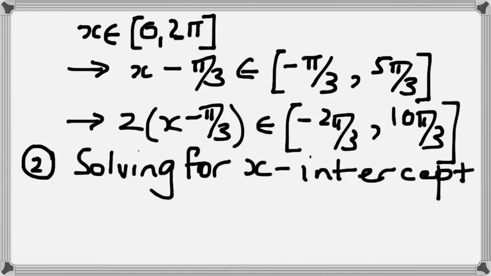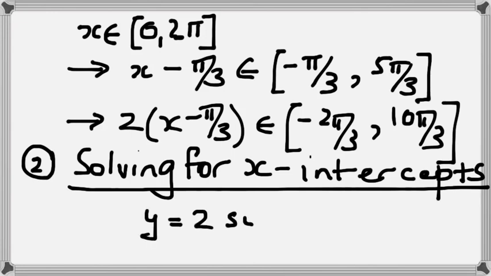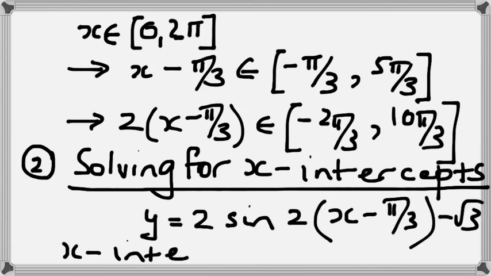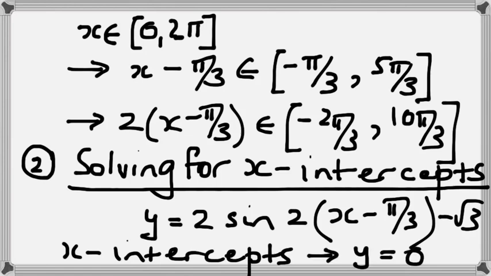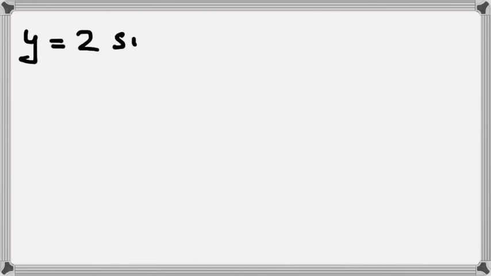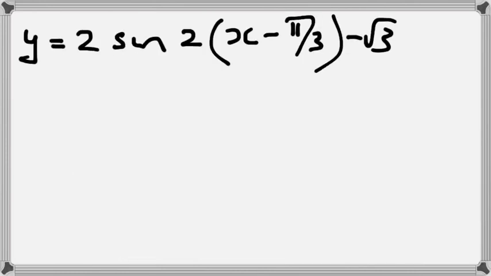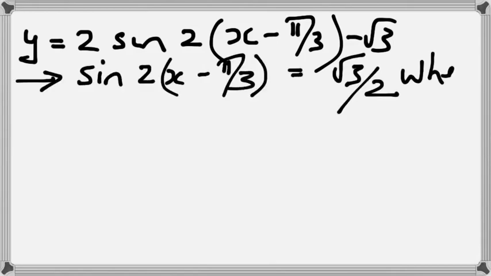Okay, here we go. Solving for the x-intercepts. We've got y is 2 sine (2x − π/3) − √3, and the x-intercepts are where y equals 0. That's the original expression. Then we say, therefore, if you set y equal to 0, that sine of 2(x − π/3) equals √3/2 when y equals 0. Now that's a key point.